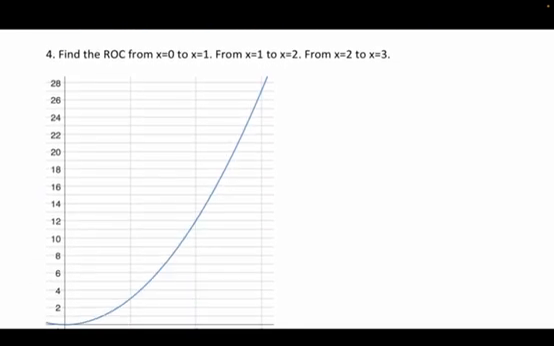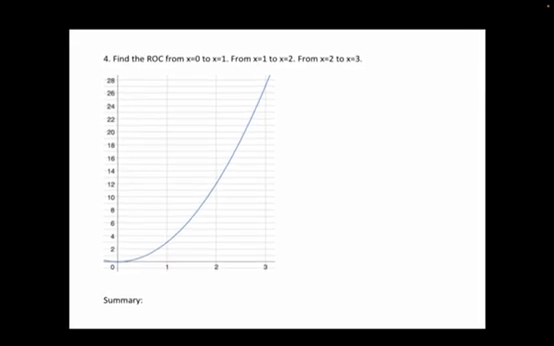All right, we have another graph here that kind of looks like half of a parabola, and we want to find the rate of change between 0 and 1, between 1 and 2, and between 2 and 3. So there are three intervals over which we want to find the average rate of change.